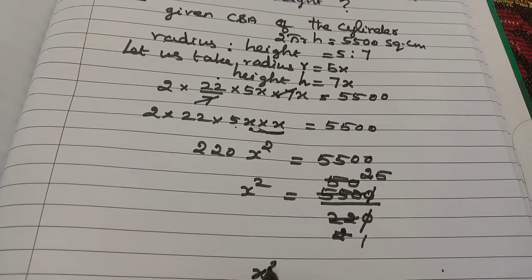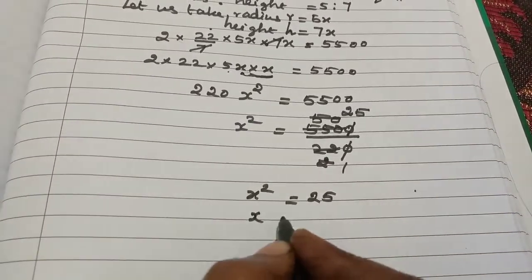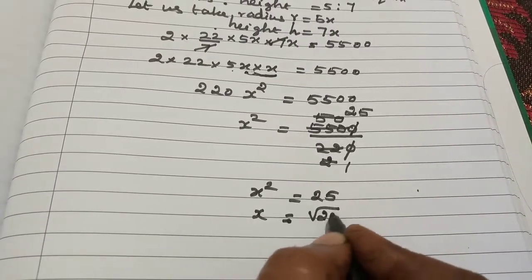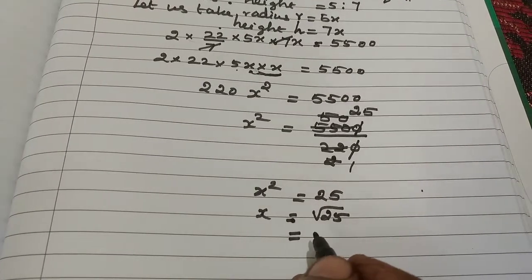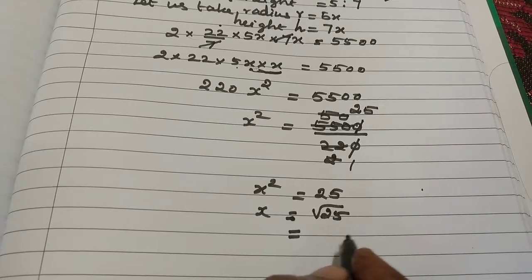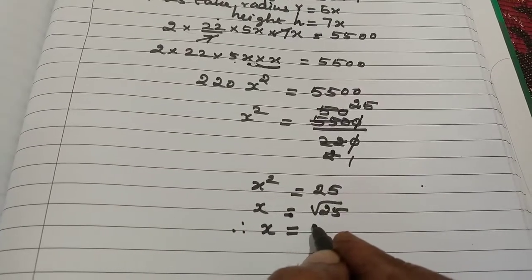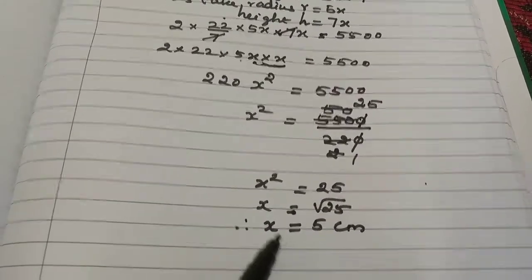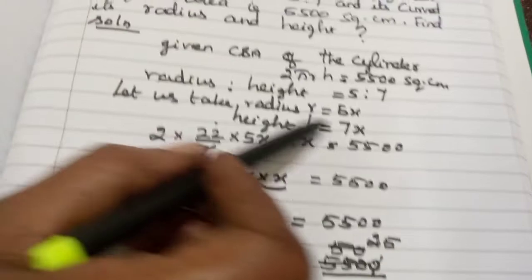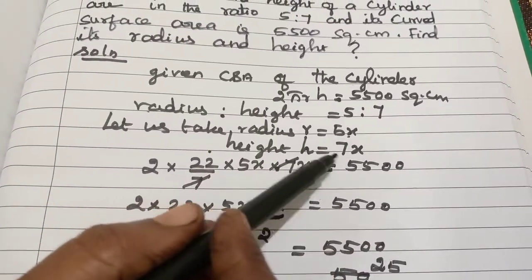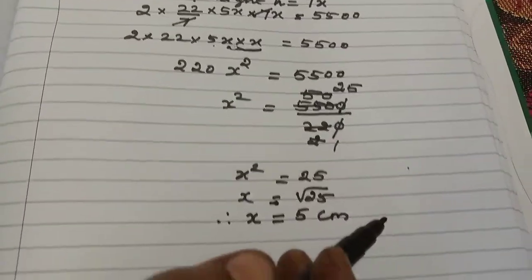So x square equal to 25. From here x equal to square root of 25, which is equal to plus or minus 5. Here length will not be negative, so the negative can be left. Therefore x equal to 5 alone can be taken. Therefore x equal to 5 centimeter. Now we have x alone. We considered radius equal to 5x, height equal to 7x. Both values we have to find from here, x is equal to 5 centimeter.